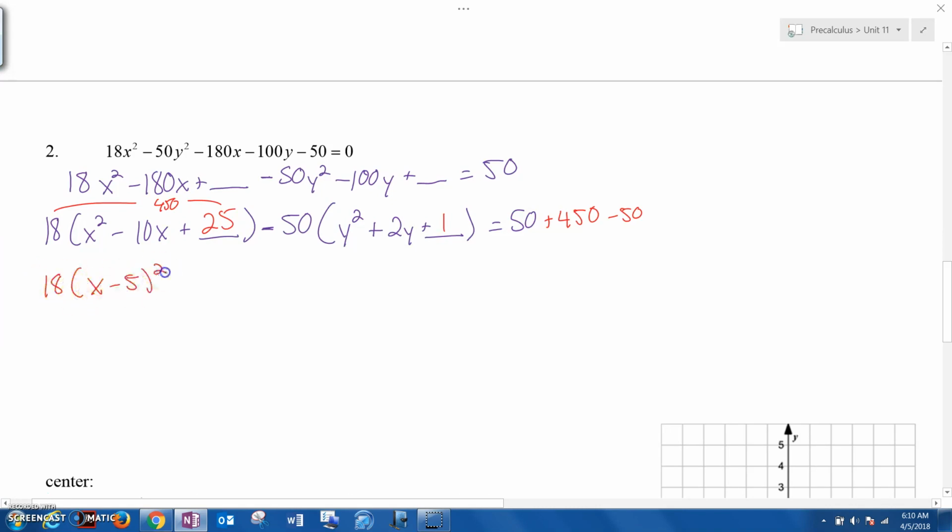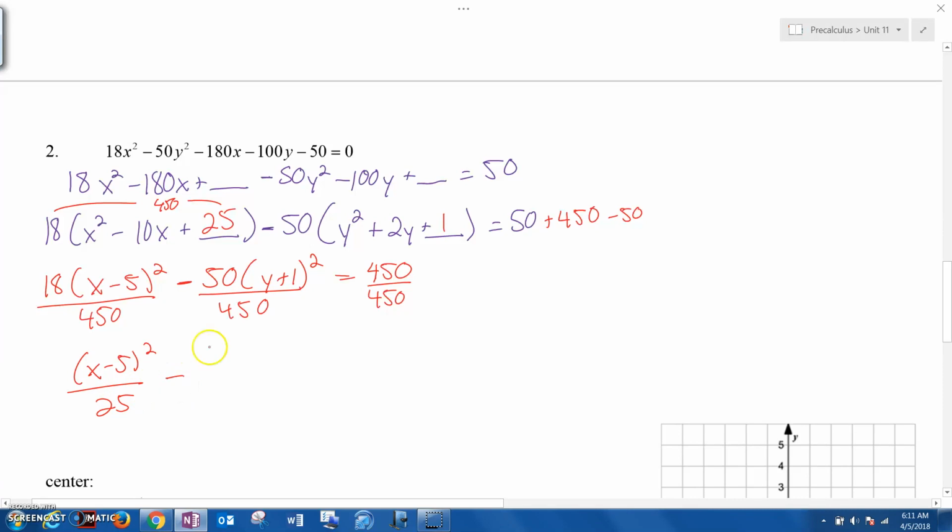So we end up with this: 18 times x minus 5 quantity squared minus 50 times y plus 1 squared equals 450. And then just like an ellipse, we have to divide by 450 to get it to 1. Okay, well we know 18 divided by 450 is 25. So we get our final equation to be x minus 5 squared over 25 minus, I believe that's just 9, because 50 and 450. So this would just be y plus 1 squared over 9 equals 1. And there is my new hyperbola equation.